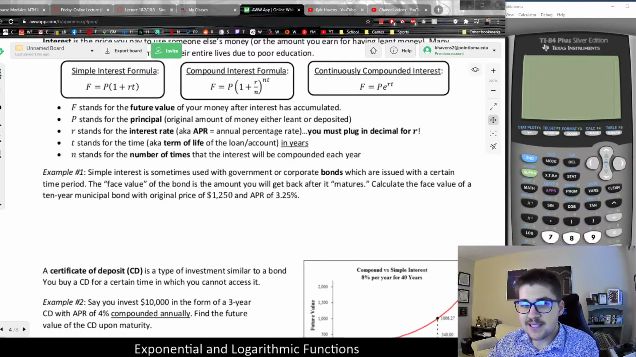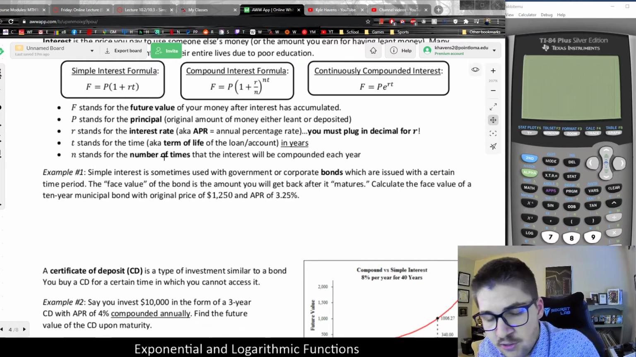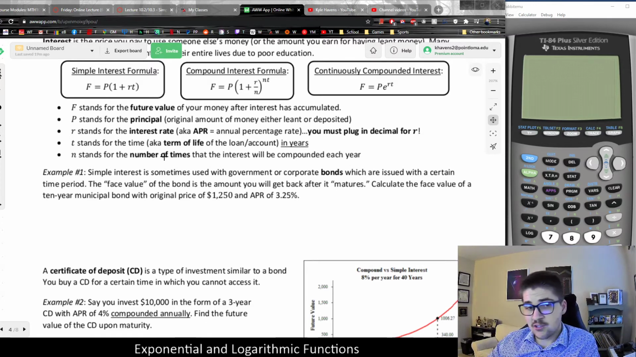Now let's put these formulas into action and do a few examples of evaluating various situations involving simple and compound interest. Starting with simple interest. So simple interest is a type of interest which technically is not exponential at all. It's actually linear growth based on the formula P plus PRT.